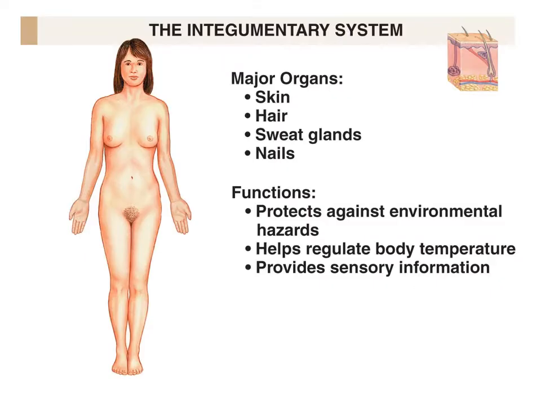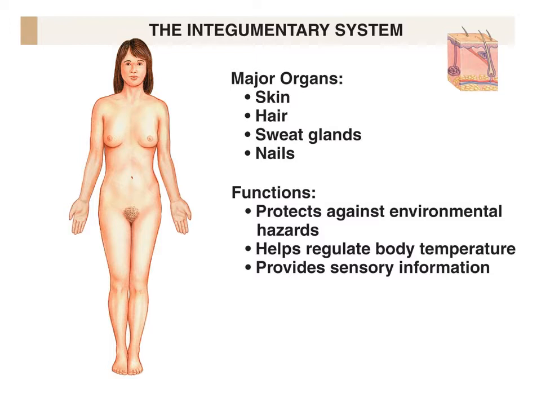We're going to take a look now at each of the different organ systems that we have throughout the body, look at their major organs and what their functions are. So the first system is the integumentary system. It's made up of the skin, the hair, the sweat glands, and the nails. And it's our first line of defense. It protects us against environmental hazards, protects us against bacteria, abrasions, sunlight, all these different things. It's protective.